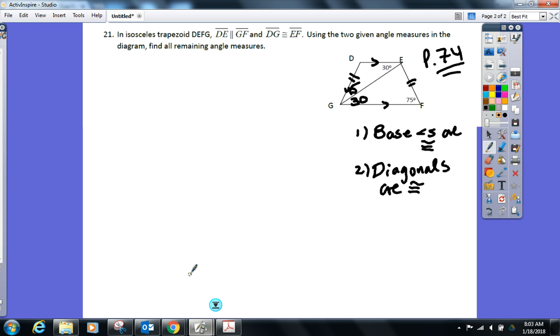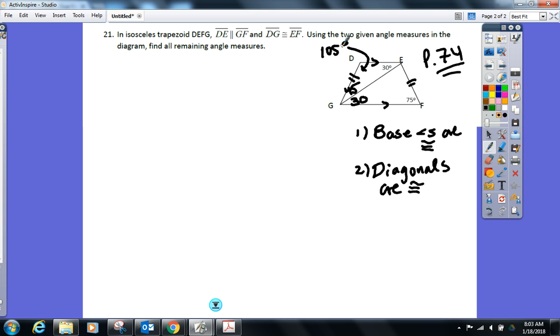Okay, we could go that way too. And also, it's part of a triangle where you know two of the angles already, and the third one will add up to 180.